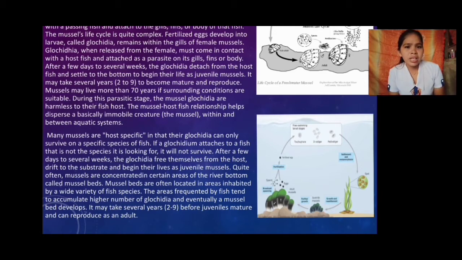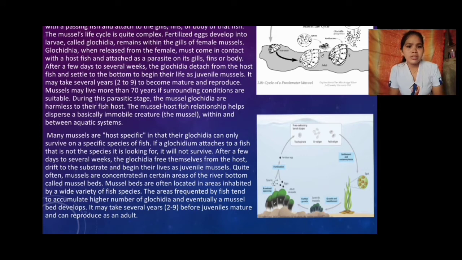After a few days to several weeks, the glochidia free themselves from the host, drift to the substrate, and begin their lives as juvenile mussels. Quite often, mussels are concentrated in certain areas of the river bottom called mussel beds. Ang mussel beds kanang daghan nga mussels habitat ana nga nagpuyo.